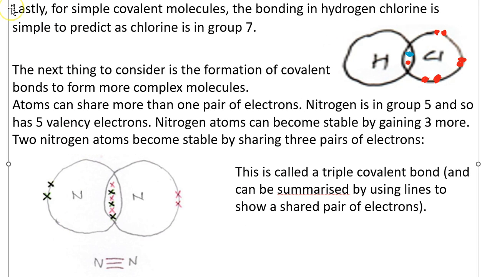Now, I've said lastly for simple covalent molecules, none of it's that complicated. The bonding in hydrogen chloride is simple to predict. Chlorine, group 7, I've drawn the electrons in red. Hydrogen, 1 electron, and by drawing the overlap, chlorine puts 1 electron into the covalent bond, that's the shared pair of electrons. Hydrogen puts 1 in also, and both of them get a full, stable outer shell.